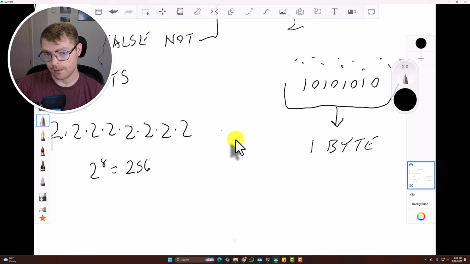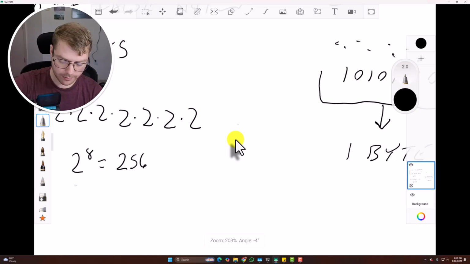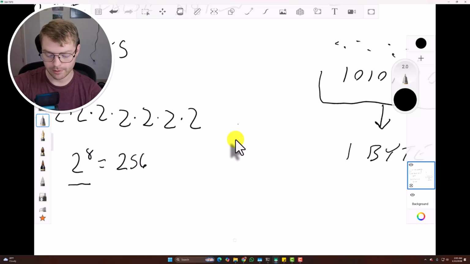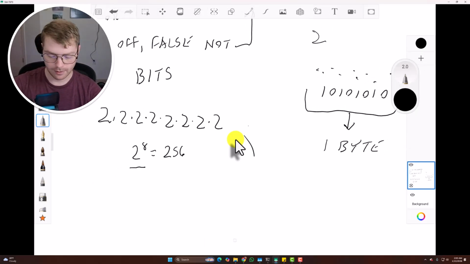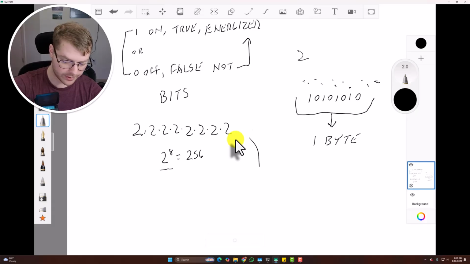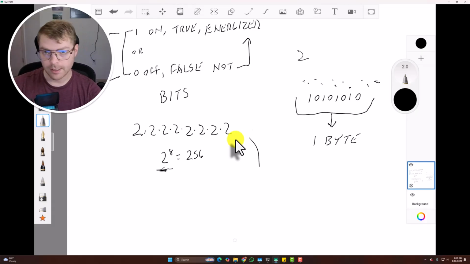And another thing to know is that this system is called the base 2 system because 2 is the base. We have 2 different choices between 1 or 0, and 2 is the base.